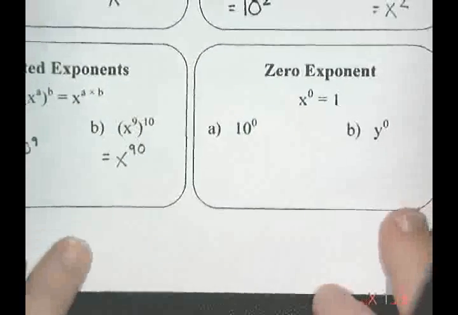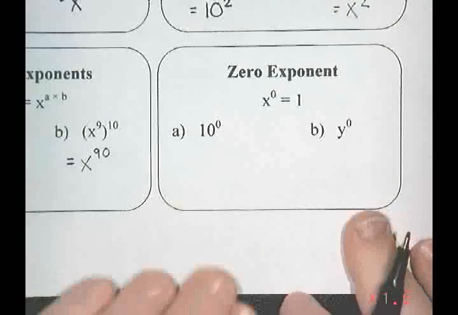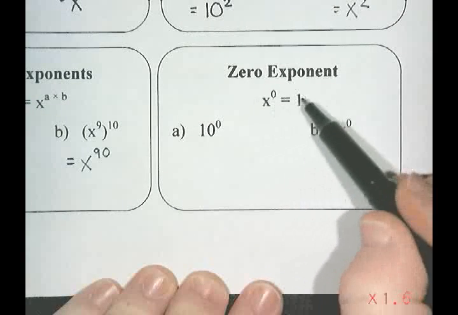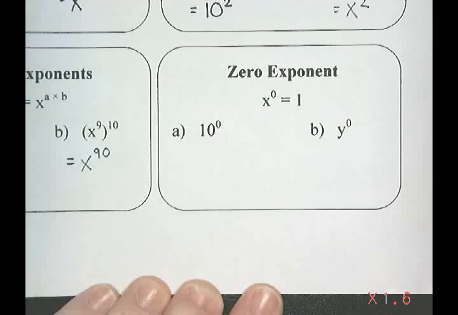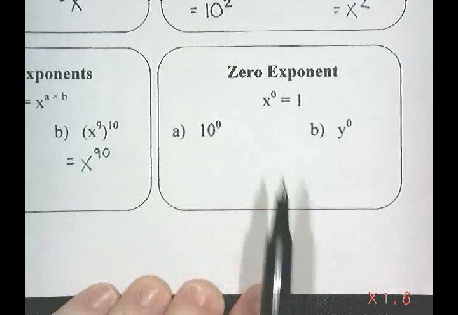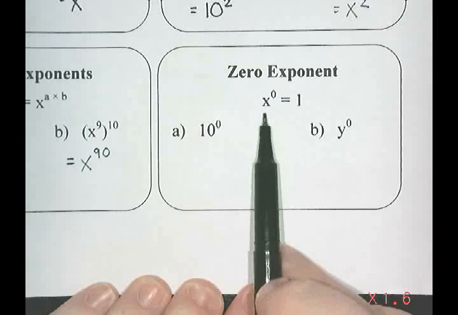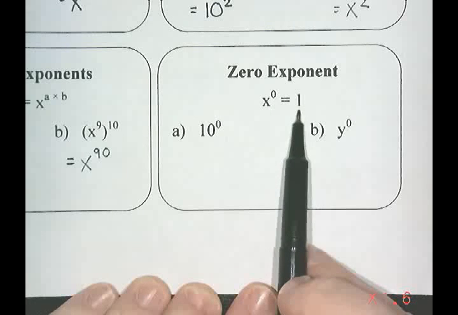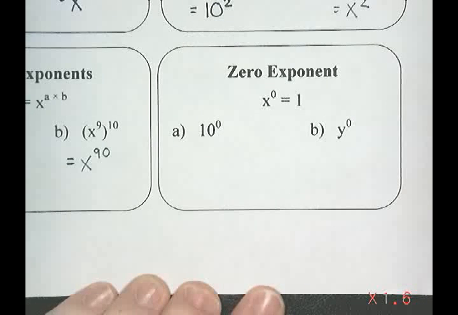Now there is a typo on your sheet that I gave you. So if you would like to cross out what was here, which I believe was x to the a times x to the b equals x to the a plus b, and write in the new rule, which is that x to the power of 0 equals 1. So the thing about zero exponents is they always equal 1.